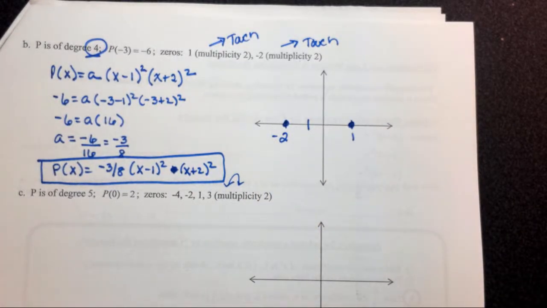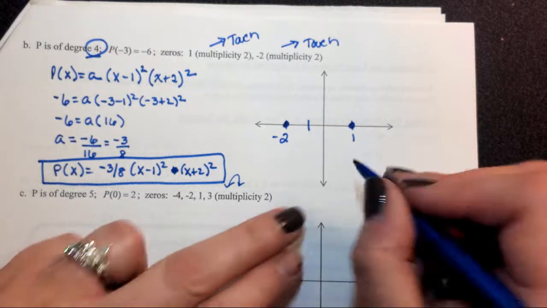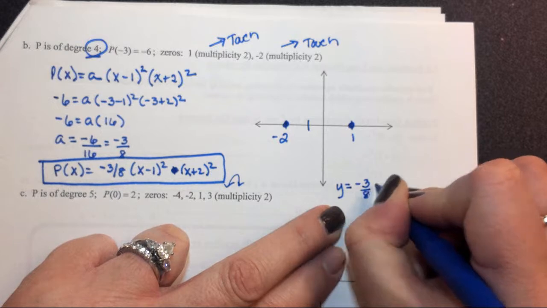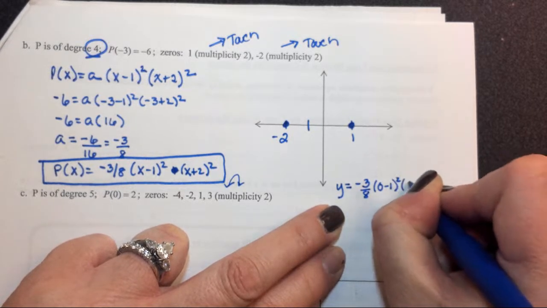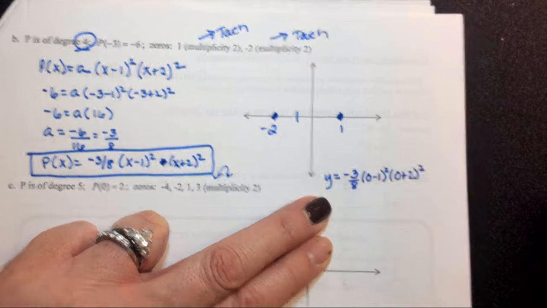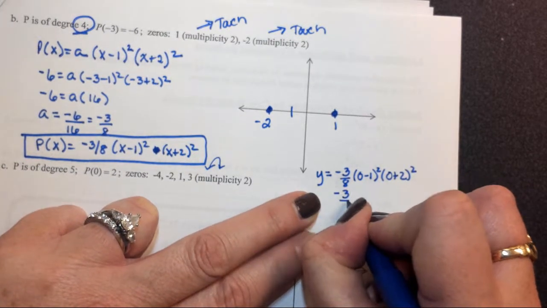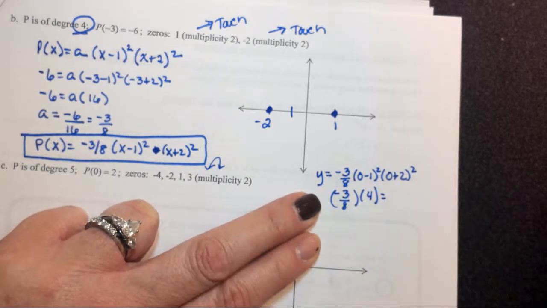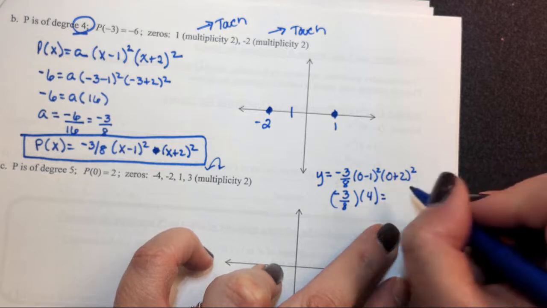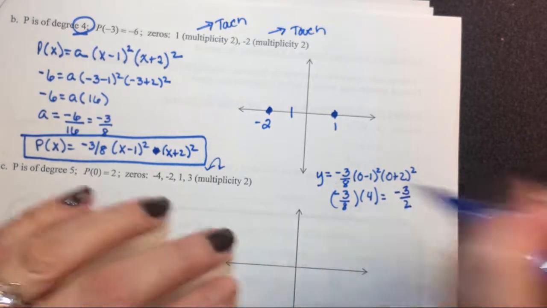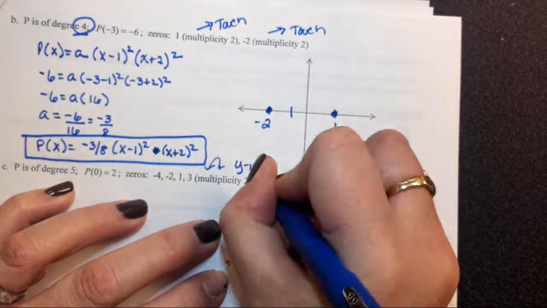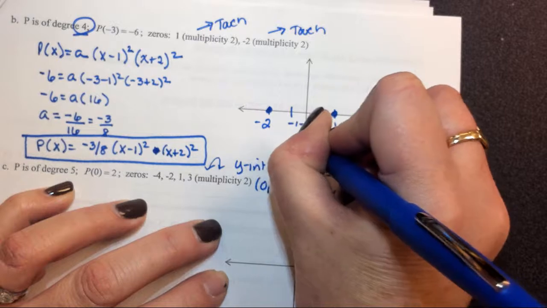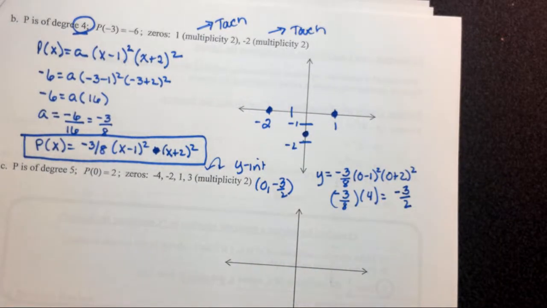What's the last piece I need in order to help me come up with the sketch? Y-intercept. So y is going to be equal to, again, plug in 0 for x: -3/8 times (0 minus 1) squared times (0 plus 2) squared. So I have -3/8 times 1 times 2 squared, which is 4. So where is this y-intercept going to end up? It's going to end up at -3 over what? 2. Any questions about my points?